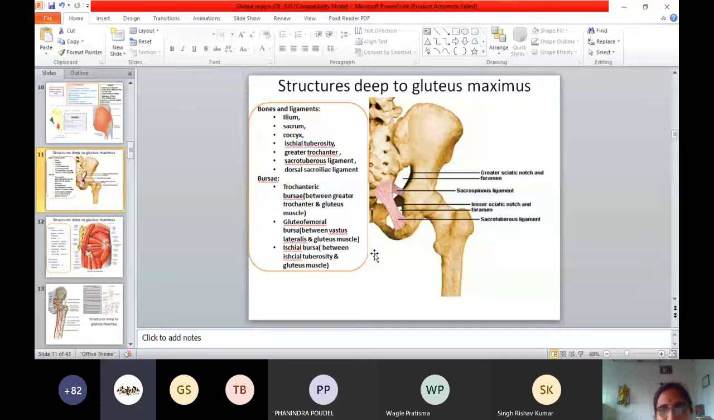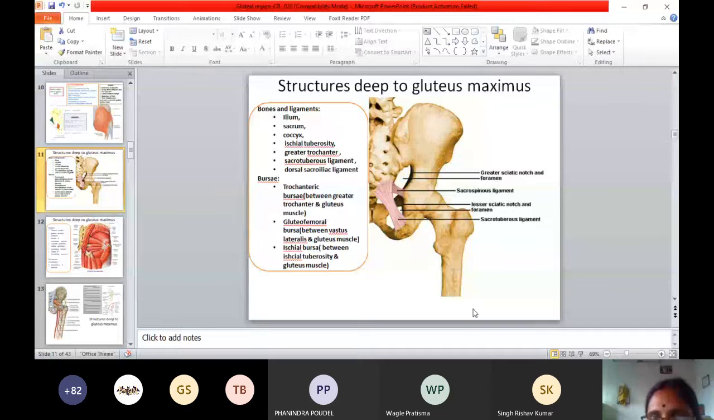Now there are bursae. What is a bursa? A bursa is a small pouch which contains fluid and prevents friction of the tendon during movement. How many bursae lie deep to gluteus maximus? One is the trochanteric bursa, which lies between the big muscle, the gluteus maximus, and the greater trochanter. The gluteofemoral bursa lies between the gluteus maximus and vastus lateralis.